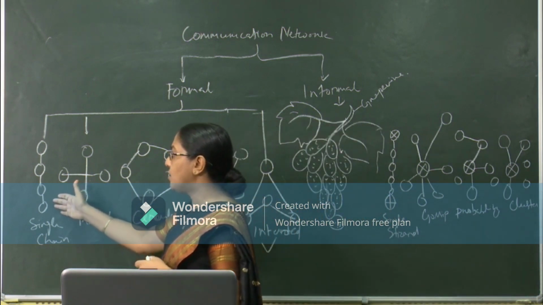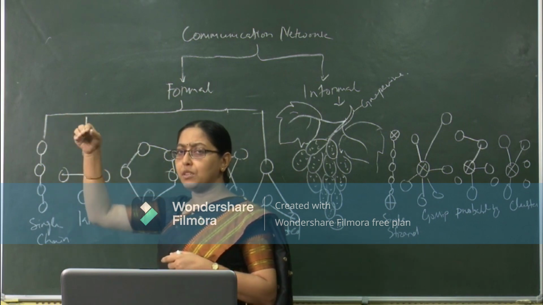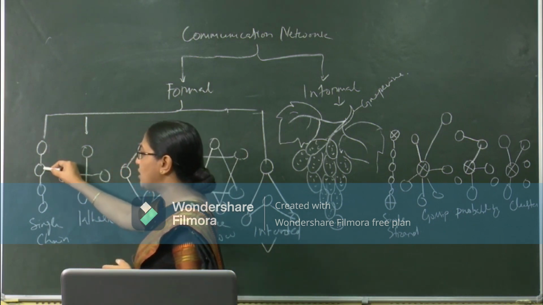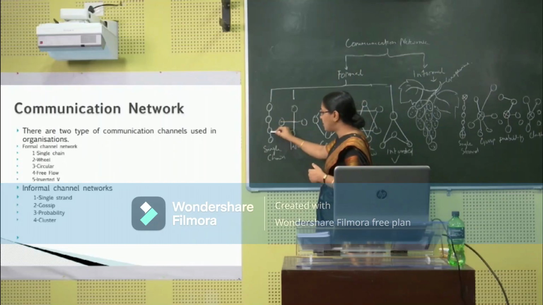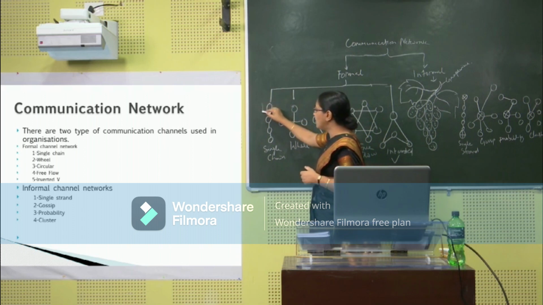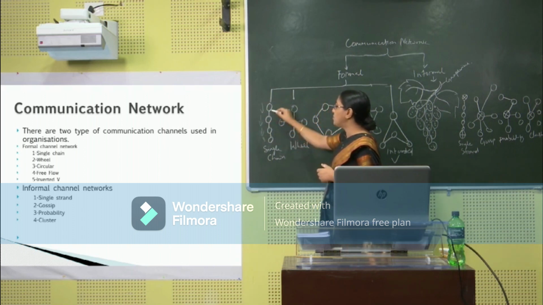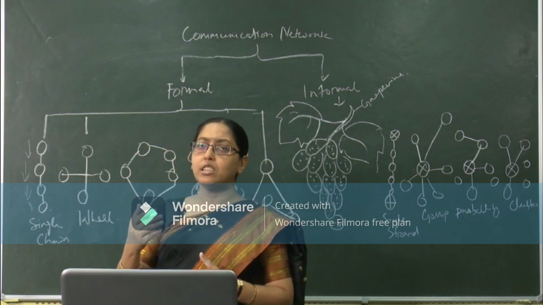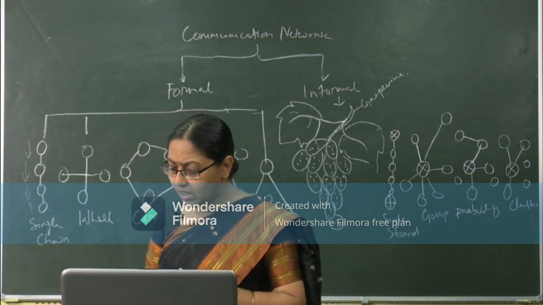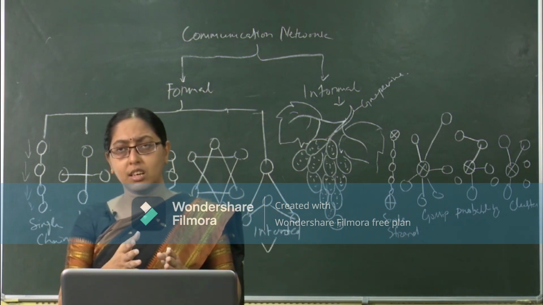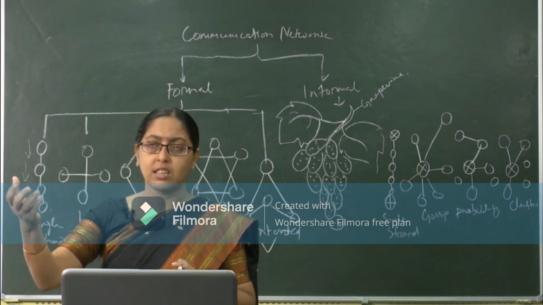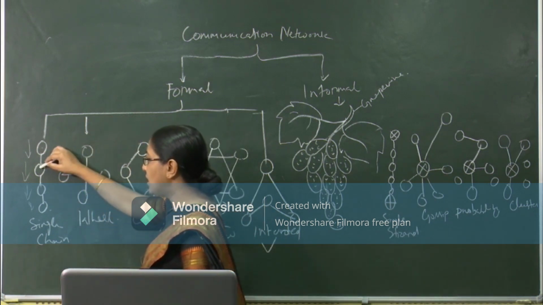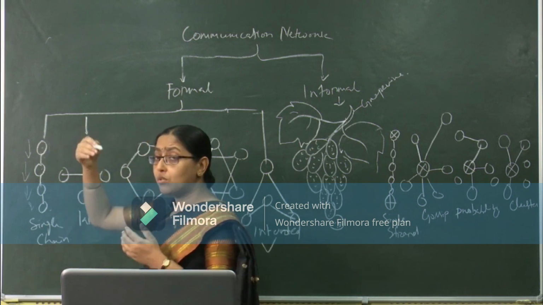Coming to the single chain system, here one superior communicates with the subordinate under him. In the same way, that subordinate has to pass on the message to the next subordinate, like that in the single chain. So, the message passes from top to bottom. This is the single strand communication system. No other people are involved in this type of network, because people generally want to get the information from their senior bosses, but in the single strand system only the senior boss is responsible, and passes the information to the immediate subordinate.